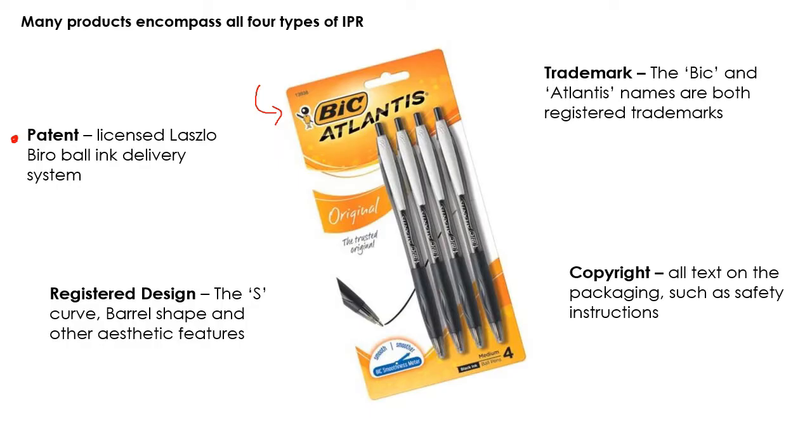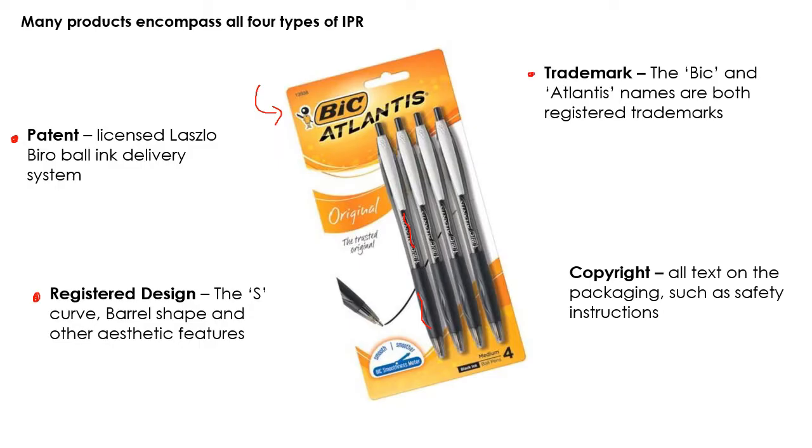They will have submitted some complicated exploded drawings of the internal workings of this pen to get that patent. They then have a registered design for the S curve. I don't know where that is, but it must be somewhere around here. Oh, there it is there. The S curve on the grip, the barrel shape of the pen, and some other aesthetic features. So that's all about the look of the product. So the aesthetics of the product are registered designs.